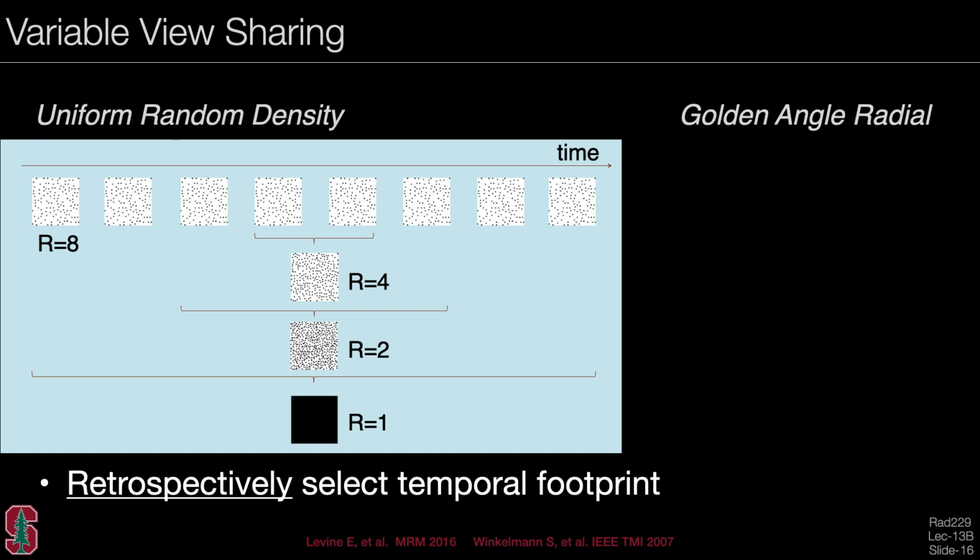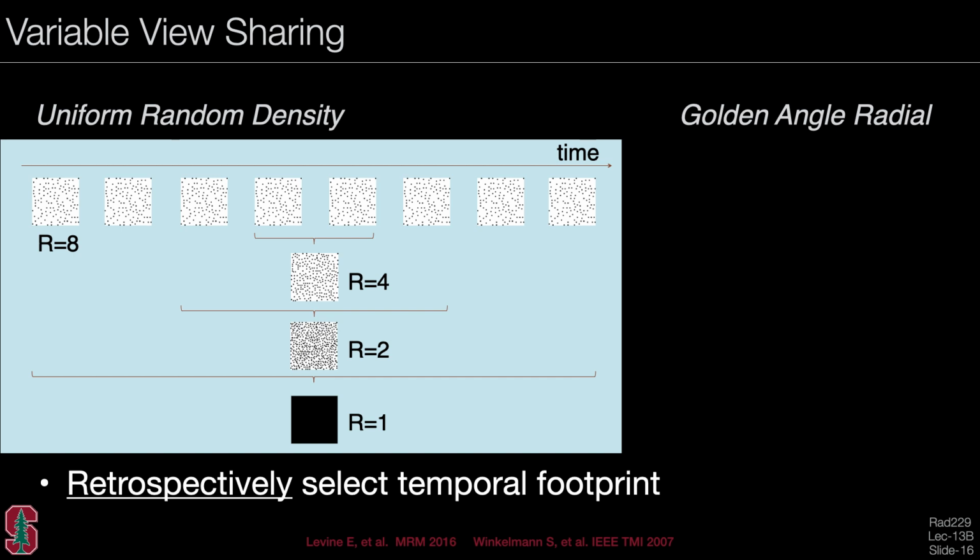So we can do things like this, which is like a variable view sharing approach here, where basically we have different undersampling factors here, given by r equals 8, 4, 2, and 1. So r equals 1 here is fully sampled. And this sampling pattern is designed so that when we combine two of the r equals 8 patterns, we still get a fairly even distribution of samples.